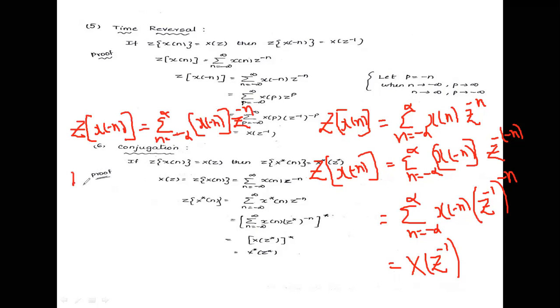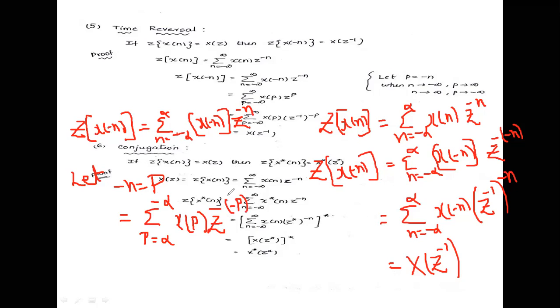Now, let's assume minus n is equal to p, or m, whatever it is. Minus n is equal to p. Now what are the limits of n equals minus infinity? We are changing the values of n in terms of p. Minus infinity becomes plus infinity and plus infinity becomes minus infinity, and x of minus n now becomes x of p, and z power minus n becomes z power p, since n is now minus p.